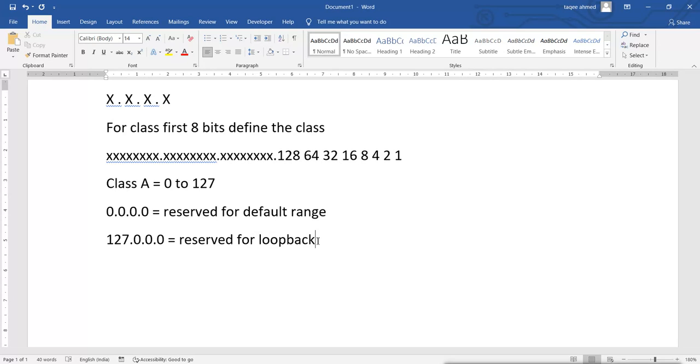So if these are reserved, then the actual class A range will start from 1 to 126. So the actual range starts from 1 and goes till 126. That means the first IP will be 1.0.0.0.